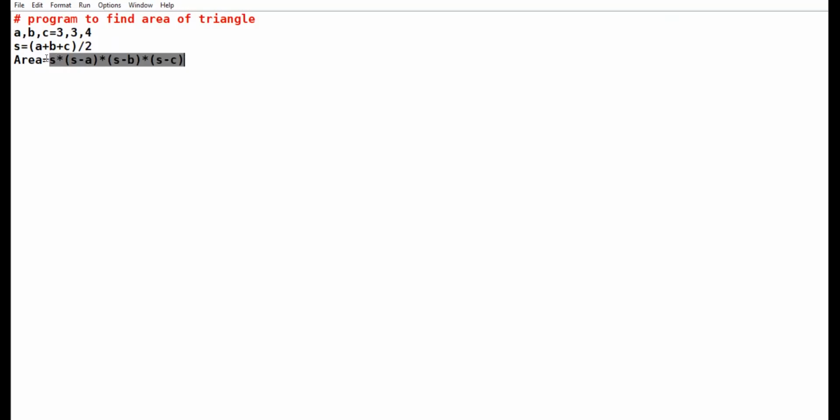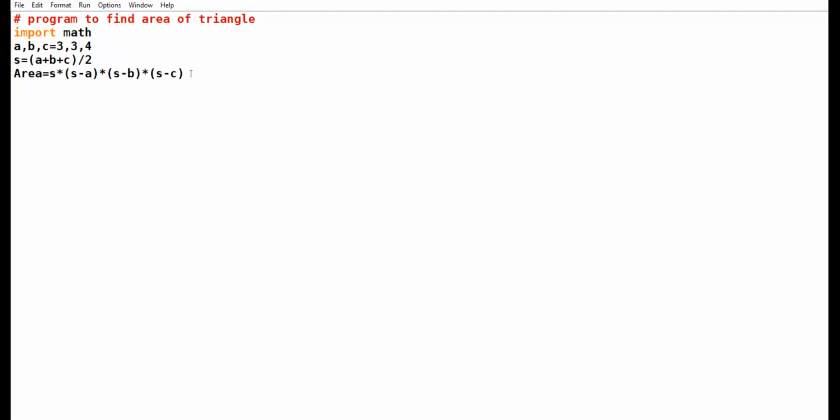I am going to calculate this equation first. Whatever answer this equation will give, I am storing the answer in the area variable. Then I will find the square root of area. Now, how to find square root? In the last lecture, I told you about the math module. Math module contains all the inbuilt functions of mathematics. All the maths inbuilt functions are contained inside the math module.